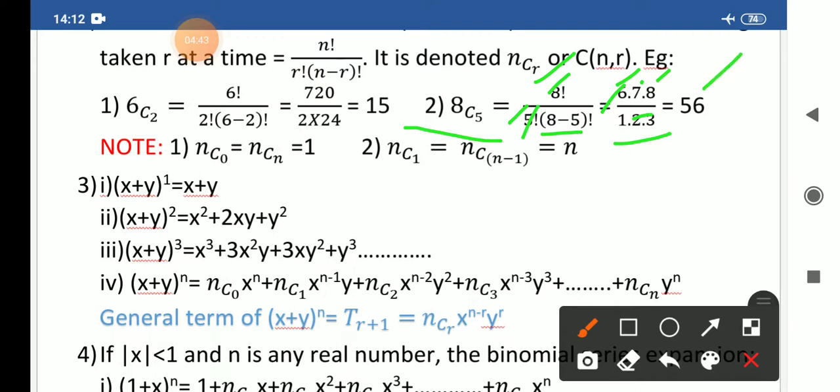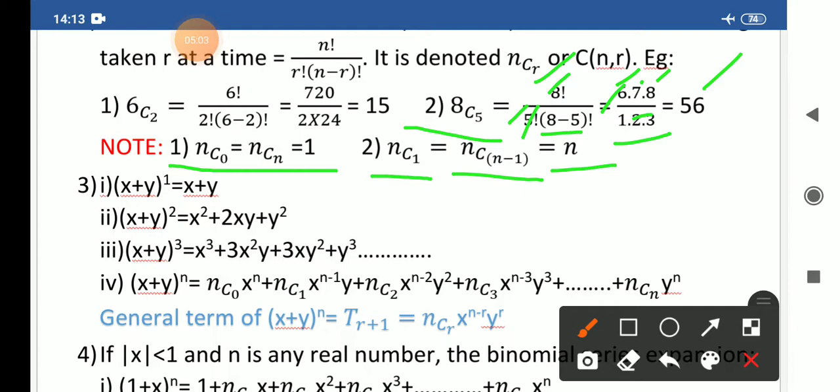Here you remember this. nC0 is equal to nCn, which is equal to 1. nC0 is equal to 1. nCn is also 1. Similarly, nC1 is equal to nC(n minus 1), that is equal to n.